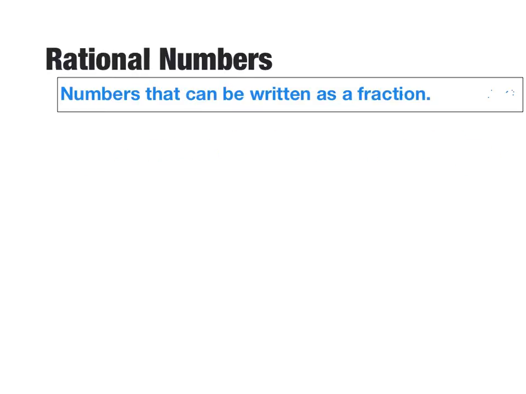And the final set of numbers that we're going to talk about is rational numbers. A rational number is any number that can be written as a fraction. So we talked about natural numbers, which include the number 2. Can you write the number 2 as a fraction? Yes, you can put it over 1. So the number 2 is a rational number.